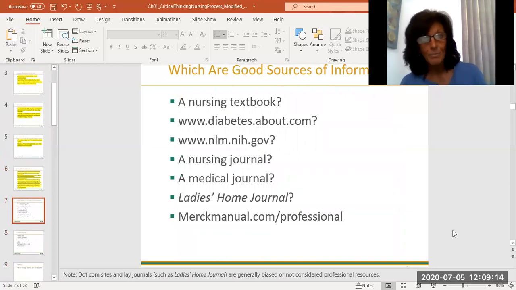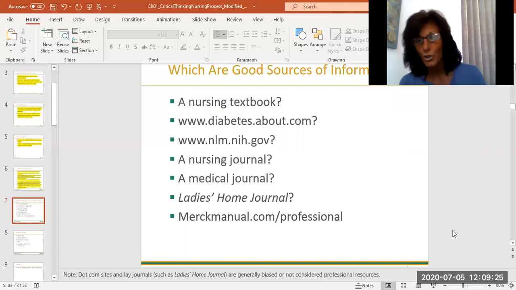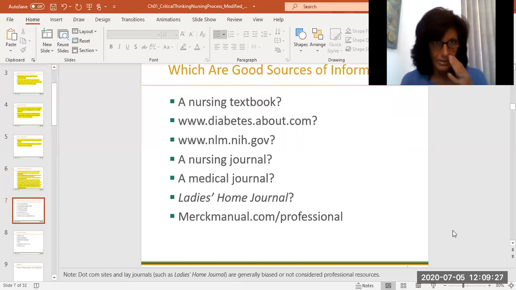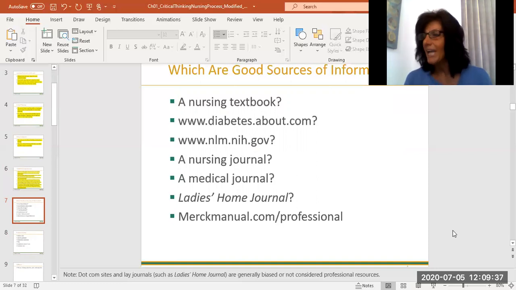Can you get it from a nursing textbook? Could you go to www.diabetes.about.com, right? Could you go to nlm.nih.gov? Nursing journals, medical journals, Ladies' Home Journal. I didn't even know they still made that magazine. You have to understand that the use of technology is awesome, okay? I don't do anything on paper. I do everything digitally, okay? Digital is the way to go.